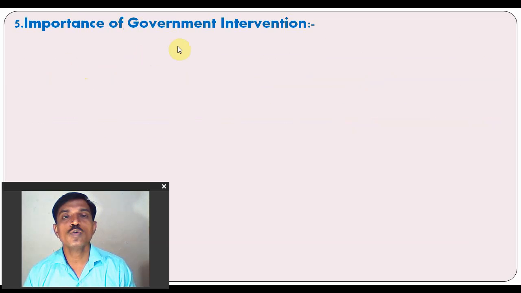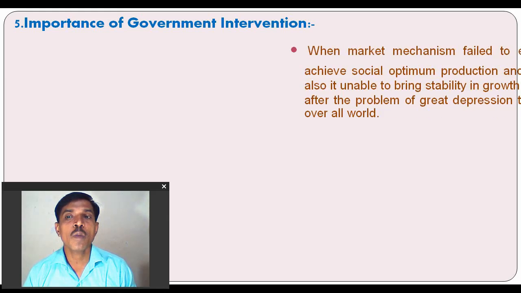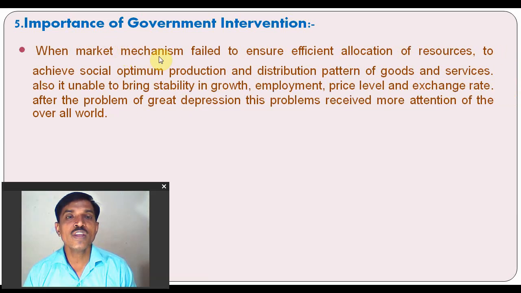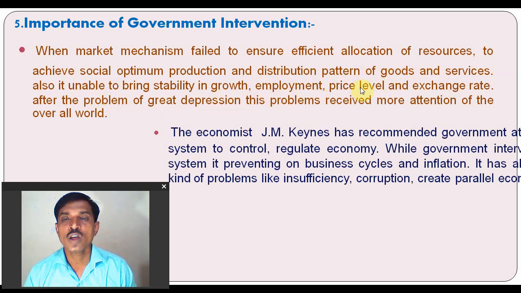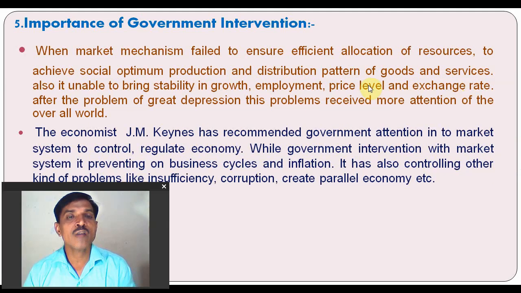The next is the importance of government intervention. Government intervention has increased these days because after the 1929 Great Depression, the failure of the market was exposed. When the market mechanism failed to ensure the efficient allocation of resources, and to achieve a socially optimum pattern of production and distribution of goods and services, and was also unable to bring stability in growth, employment level, and exchange rate, more attention was given to government intervention after the Great Depression.